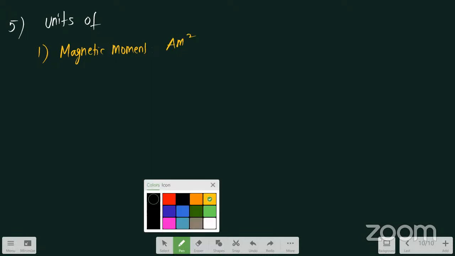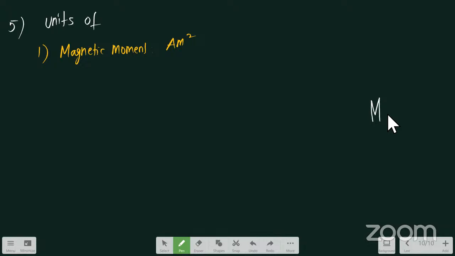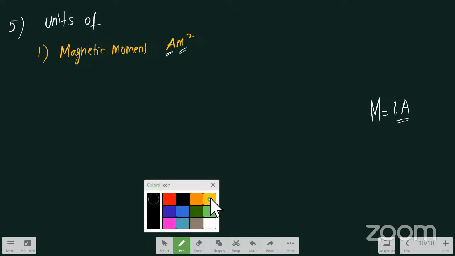How do you know, sir, its unit is ampere meter square? The magnetic moment formula is given as I into A. We have already discussed this. I represents current. What is the unit for current? The unit for current is ampere. And A represents area. What is the unit of area? Meter square. I hope you will remember this. The unit for magnetic moment is ampere meter square.